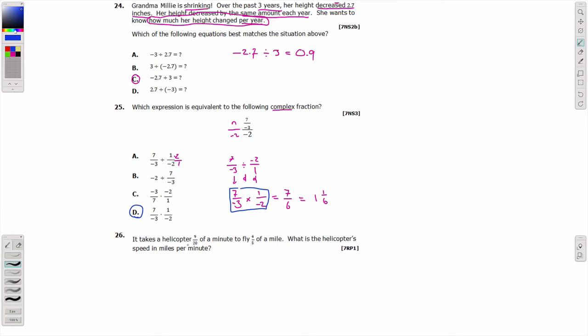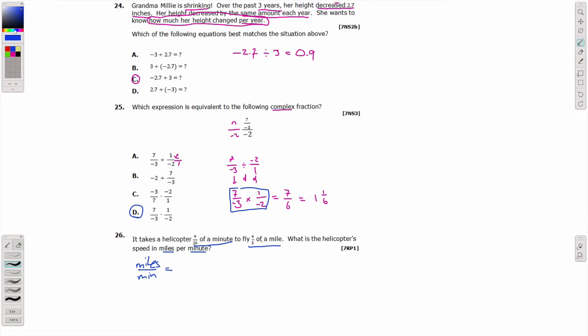Last question. It takes a helicopter 9/20ths of a minute to fly 4/5ths of a mile. What is the helicopter's speed in miles per minute? Okay, 9/20ths of a minute to fly 4/5ths of a mile. First thing you have absolutely got to do is set up the ratio in words. It's looking for miles per minute. Miles per minute. Now I can't go wrong because I know that my miles has to be on top. My miles is my numerator, minute is the denominator.